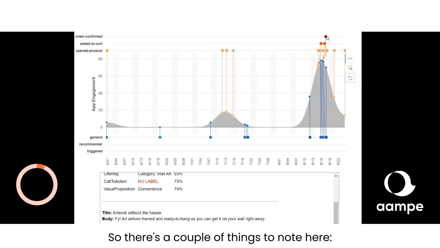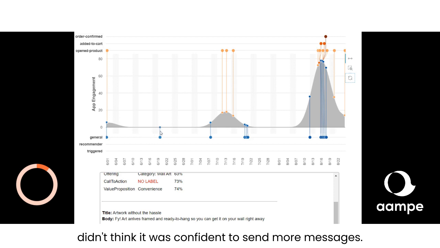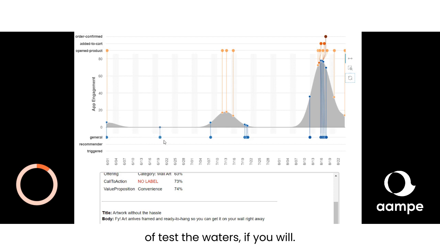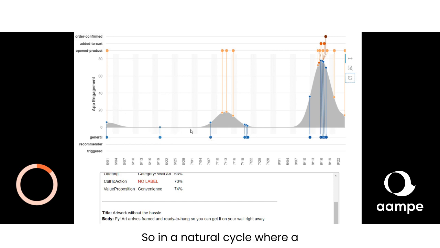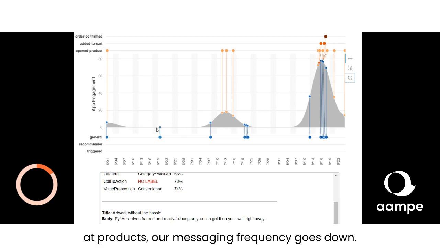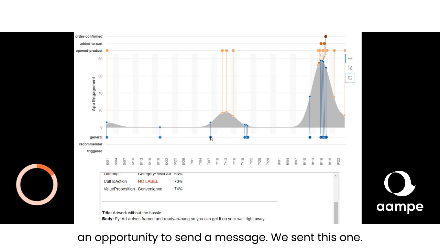So there's a couple things to note here. One is that this is very personalized and individualized. And what I mean is, you can see that we have a message that prompted a view, at which point our model didn't think it was confident to send more messages. It did at set points to kind of test the waters, if you will. We felt like this was a good time to send a message that might spur activity. You can see that later we sent a message to try again. So in a natural cycle where a user is lulled, where they're not looking at products, our messaging frequency goes down. Once we see that there's an opportunity to send a message, we sent this one.